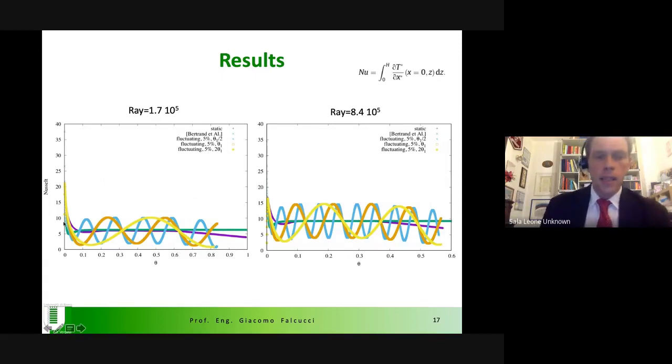And you can see that the Nusselt number follows the fluctuations that we impose on the temperature. We imposed a fluctuation of just 5% of the temperature, and we see that the Nusselt number follows this fluctuation, but with an increased amplitude. And we are still wondering about this.